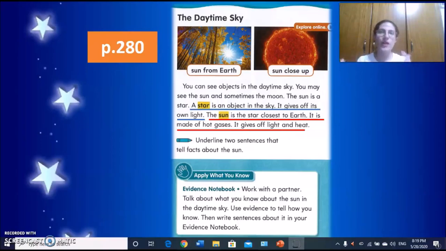The sun is the star closest to Earth. What is it made up of? The sun is made up of hot gases. Clear? What is it made up of? Hot gases. Remember, too hot that it will burn us. Okay? Clear so far? And what else? What does it give off? The sun gives off light and heat. Light and heat. It gives off light and heat. Clear?